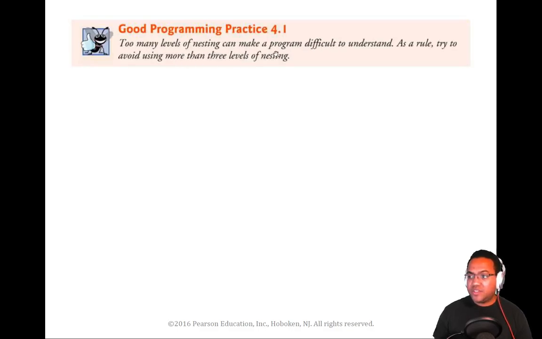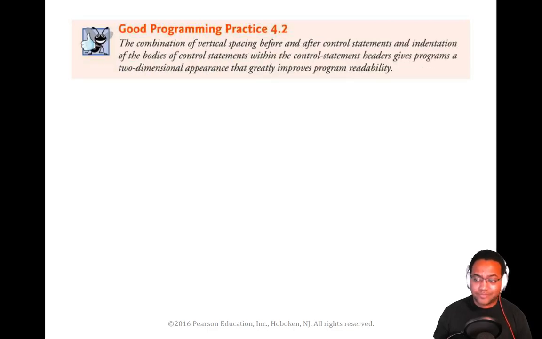Too many levels of nesting can make a program difficult to understand. As a rule, try to avoid using more than 3 levels of nesting. Here's the real rule: try not to nest. Don't nest at all. If you have to nest, refactor your code. Go back and find out why you have to nest. Try to avoid nesting at all costs. This is not the only problem that arises with nesting. In some situations, nesting can cause the program not to run correctly. Just try to avoid nesting at all costs.